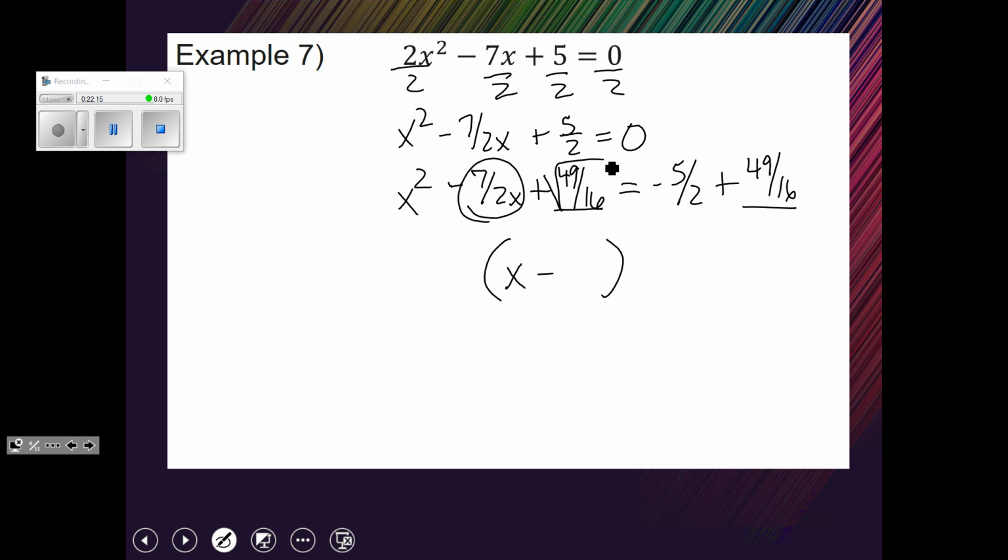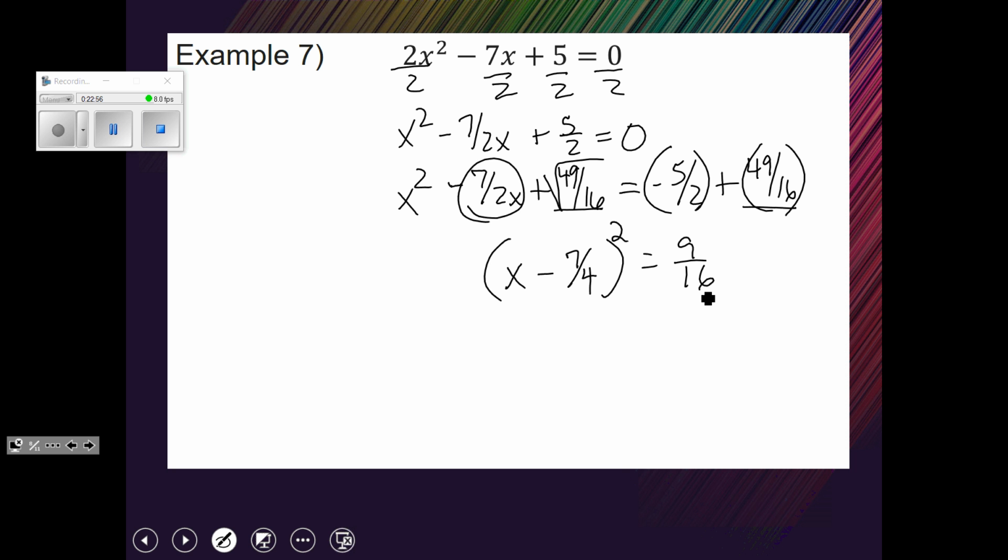What's the square root of 49? 7. And what's the square root of 16? 4. If you take half of that and math enter it, you'll get 7 over 4 too. Does everybody understand that? Make sure you're trying it out. Make sure you're getting it. If you have any questions, let me know. All right, in your calculators, I want you to go ahead and add these. What's negative 5 over 2 plus 49 over 16? Nine over 16. Okay, we're okay.